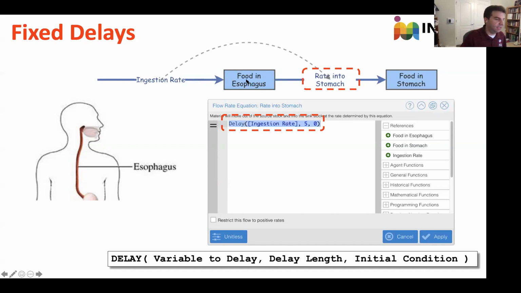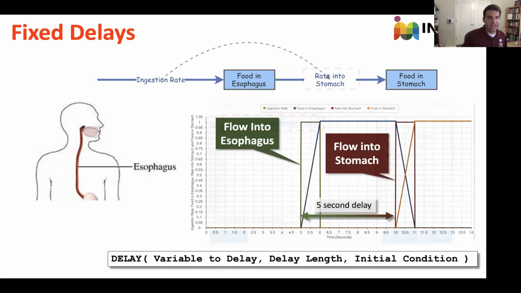It hangs around in the esophagus for 5 seconds. And then that pulse that went into the esophagus will become a pulse that goes into the stomach 5 seconds later. And so then that will gradually empty the esophagus and fill the stomach. And so I'm just putting that delay inside the rate into the stomach, and that ends up linking all of this together. So that when I simulate, I get exactly the same plot that I got in Vensim.